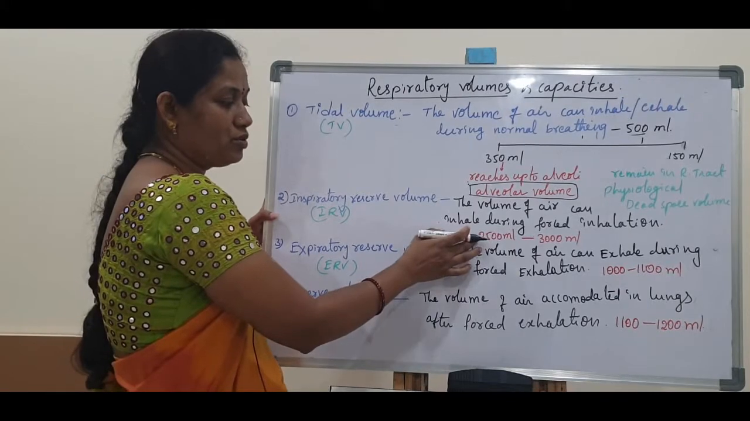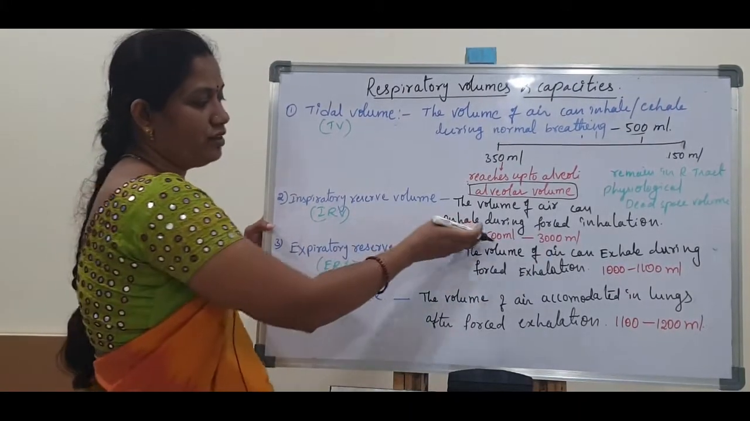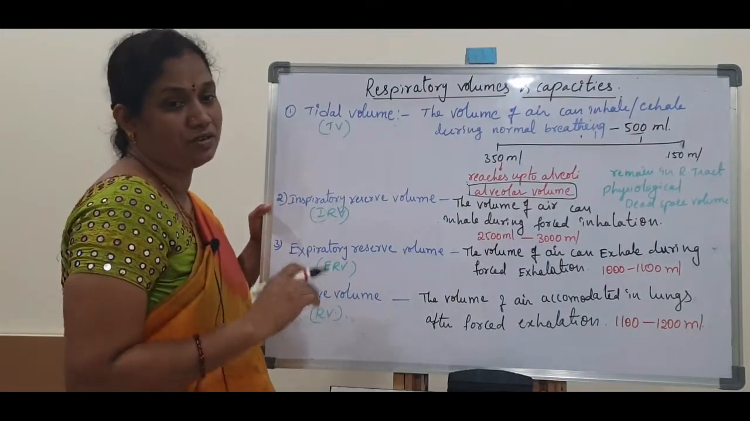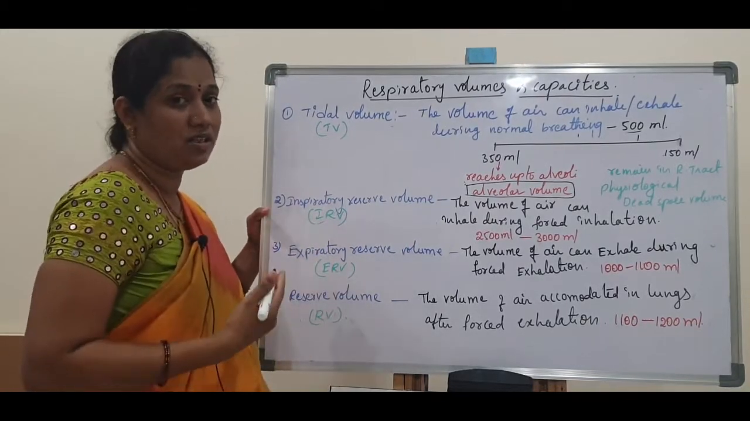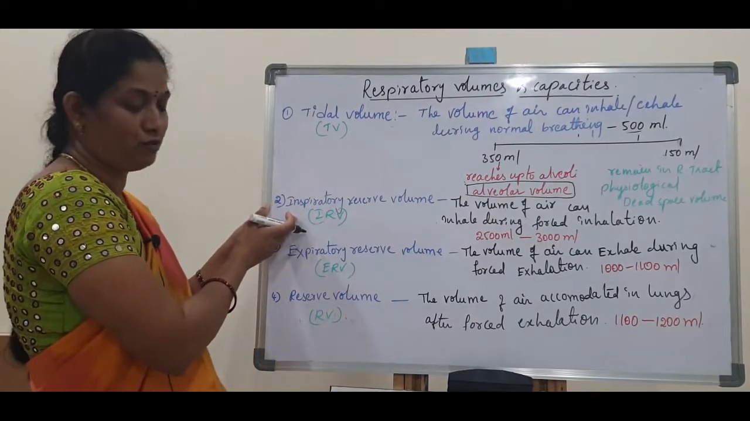It is about 2500 to 3000 ml, that is 2.5 to 3 liters. So during forcible inhalation, some extra amount is inhaled. We can inhale an extra amount, and that is called inspiratory reserve volume.